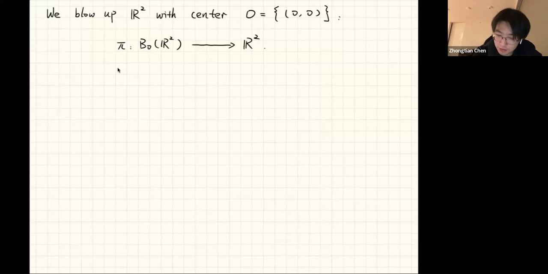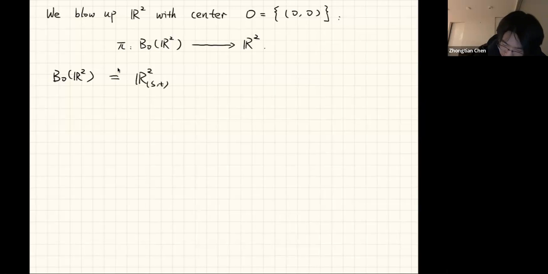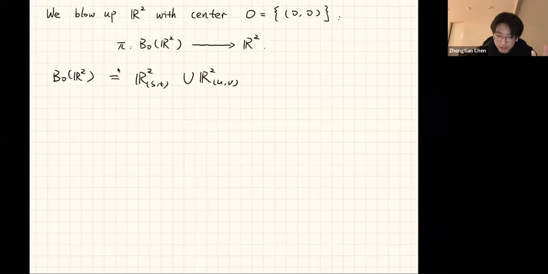Then we blow up R2 with the center being the origin. Then we have this map. And we know that what we did before is cover this by two affine spaces. Well, it's not strictly a union. These two are different things. This union just means we need to glue them, but we won't talk about that here. We just treat the blow up space as covered by these two.